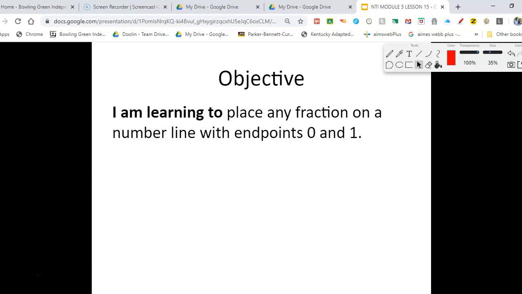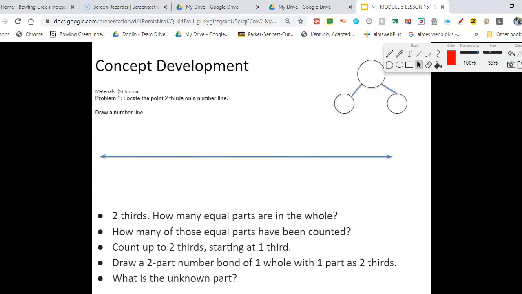So today, as I said, we are learning to place any fraction on a number line with the endpoints of 0 and 1. We are continuing our learning from yesterday. So in your journal, on the next page, you have a blank page that I put there for you to do your work for the problems on your screen. So I want you to draw a number line in your packet on the blank page that I gave you.